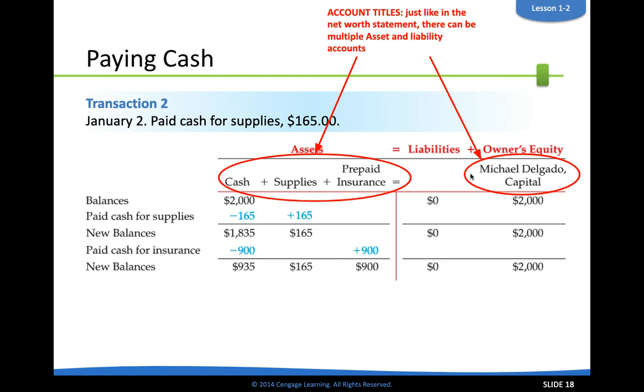And on that MindTap site, it's nice because it sets it up for you. You're not having to draw this out from scratch. You're just following along with the charts that are already made. But just know, account titles up here.